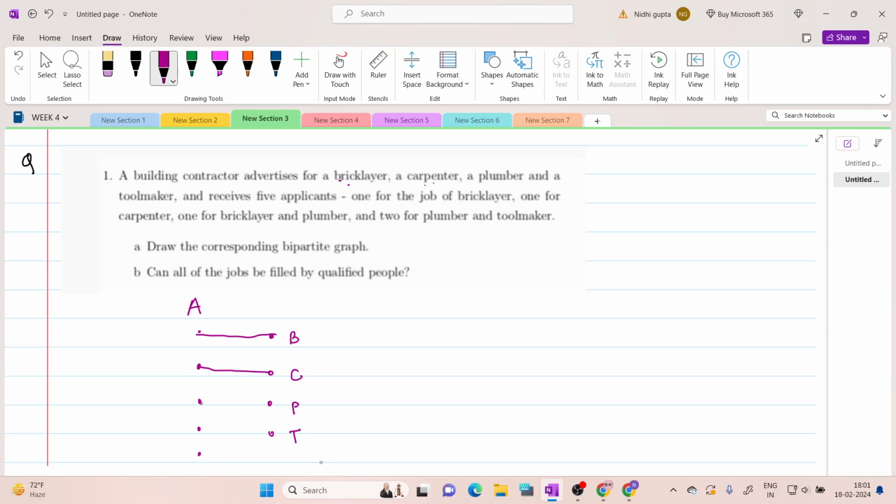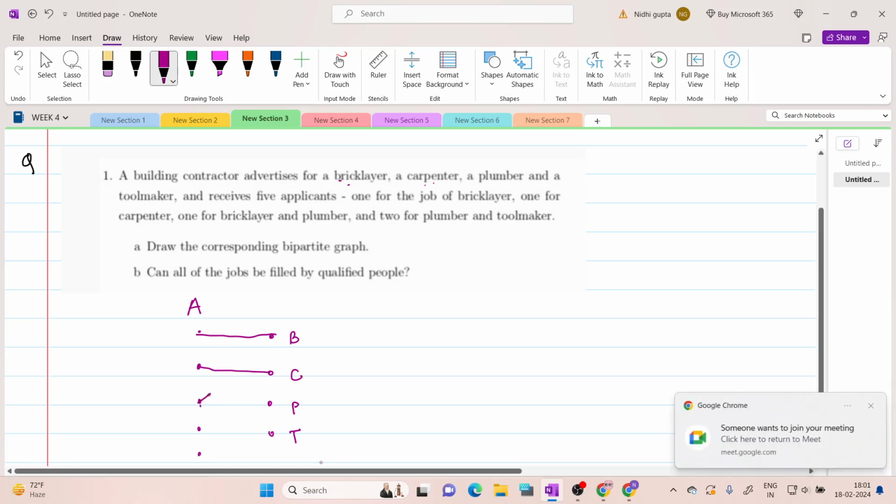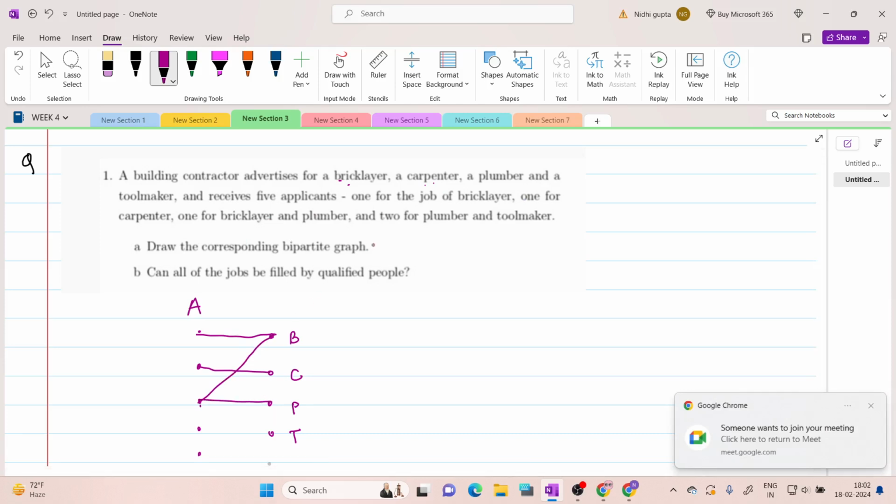Third application is for bricklayer and plumber. So therefore there are 2 edges, and 2 for plumber and toolmaker. So the fourth applicant is applying for plumber as well as toolmaker, and same for the fifth applicant.